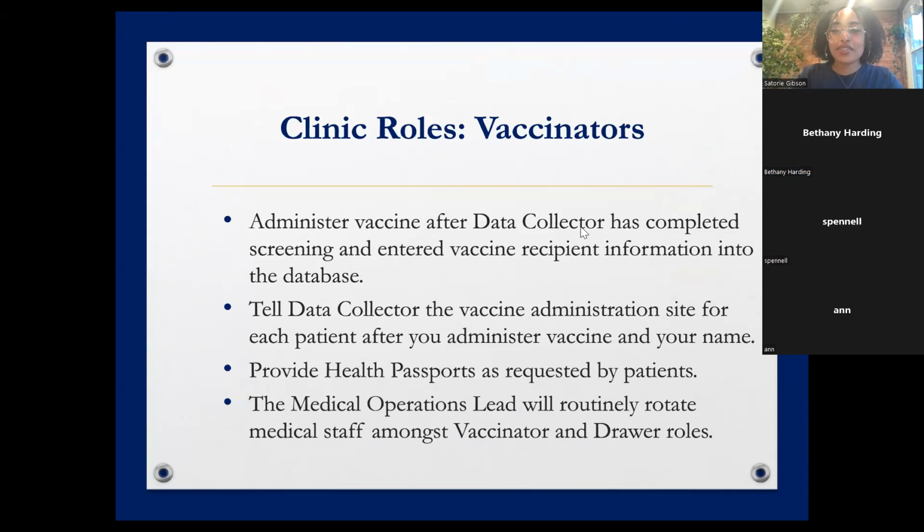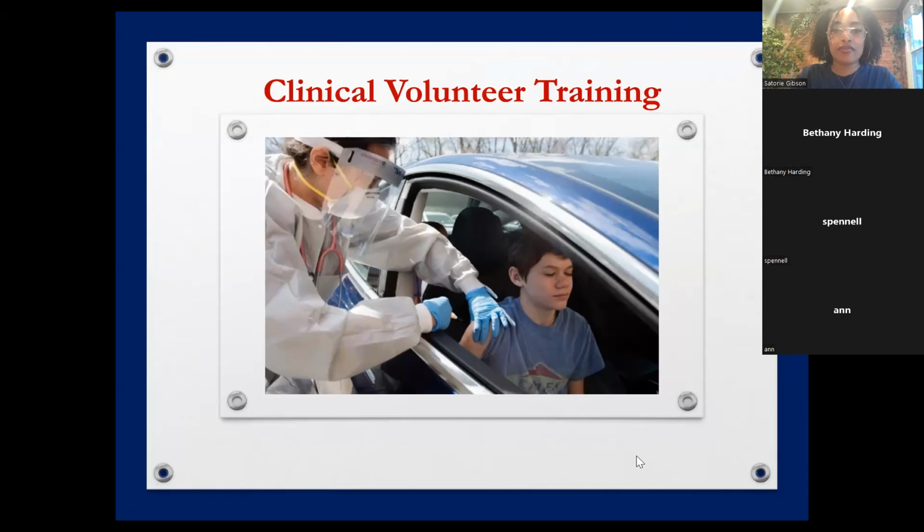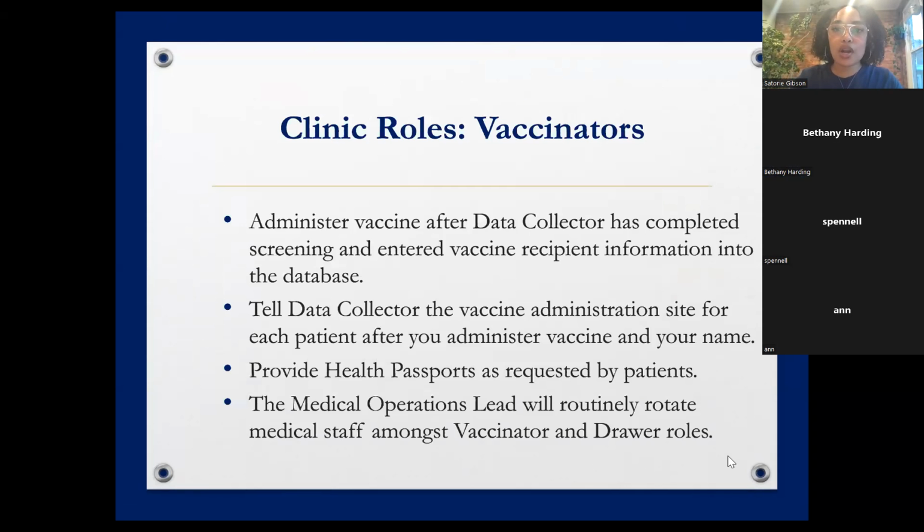All right, so she went through the majority of the essential portion of the training, which is the data collection. I'm going to now go through the clinical volunteer training. Again, this will be given to you in greater depth and in greater detail the day of your clinic. So we're just going to get started with vaccinators.